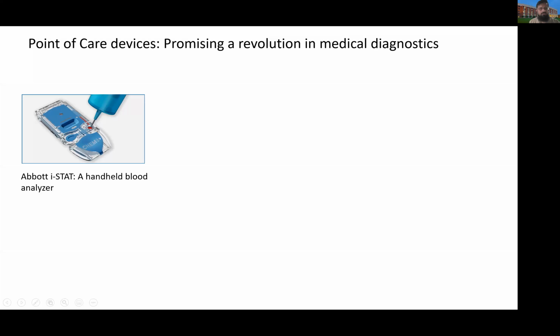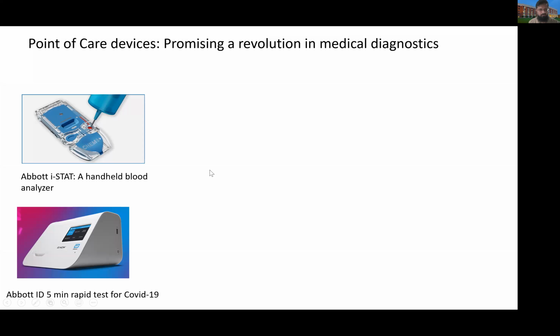Okay. So I was basically talking about some of these innovative and emerging technologies that are promising a revolution in lab testing, or how people do medical diagnostics. Some of these devices have recently been commercialized. For example, Abbott has a device called iStat. It's a handheld blood analyzer. It can do the complete blood count, blood sugar, electrolytes, and many other kinds of routine tests that people need in their regular medical diagnostics.